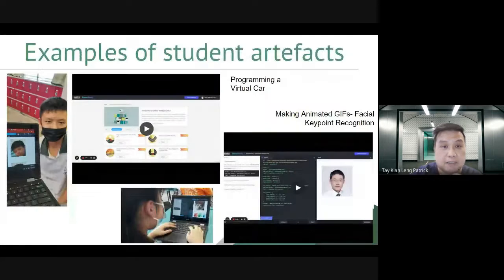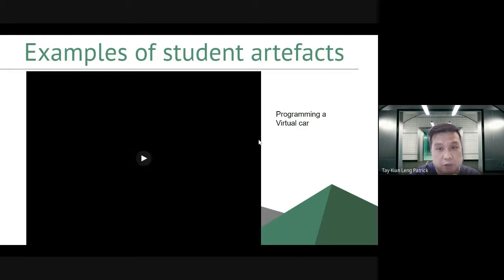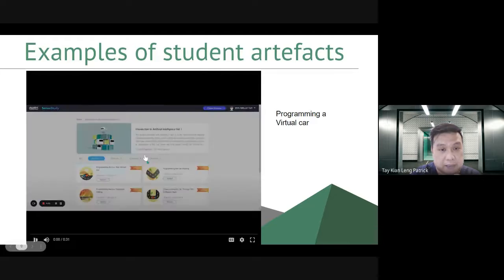Okay, so these are just some examples of student artifacts. I'll just show you an example done by the kids. The first example is programming a virtual car. So this was what they did.